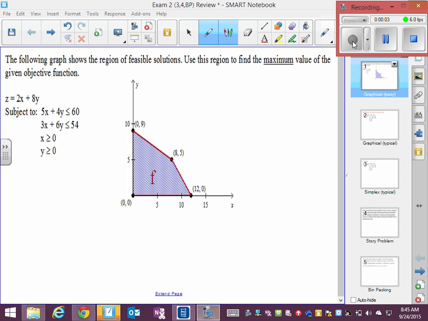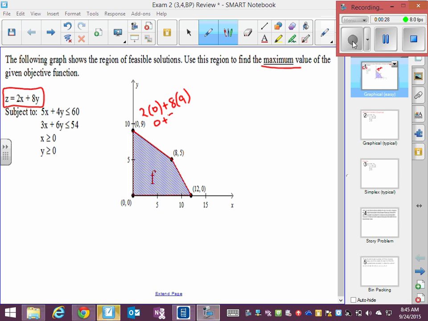So I want to find the maximum value here, and they've already done the hard work for us. They've already graphed and shaded the feasible region and found the corners. All we're going to have to do is plug those corners into the objective function z. So let's do that. We're going to have 2 times 0 plus 8 times 9.